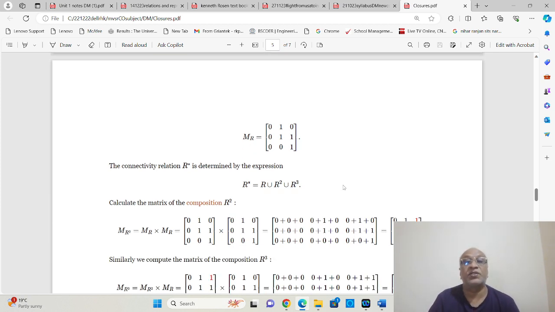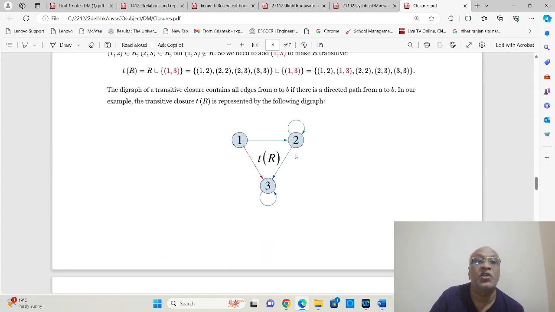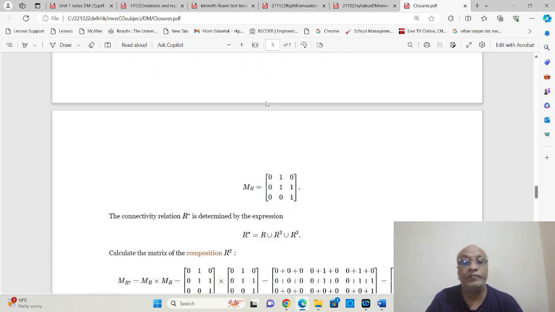For matrix representation for transitive closure, what do I do? This is my matrix, okay? Because 1, 2 is there, 2, 2, 2, 3 and 3, 3. 1, 2, 2, 2, 2, 3, 3, 3.